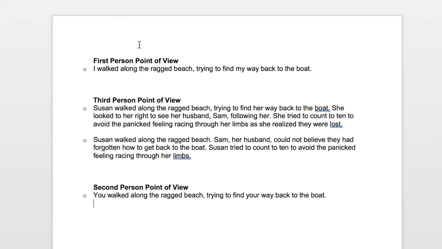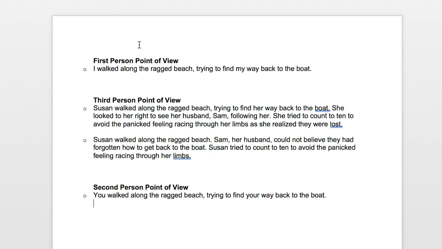I would suggest, for our purposes, it may be easier to try to do the limited than to try to jump around into different characters' perspectives. But ultimately, that's up to you. I would suggest also throughout the course just trying different points of view to see what works best for your story.